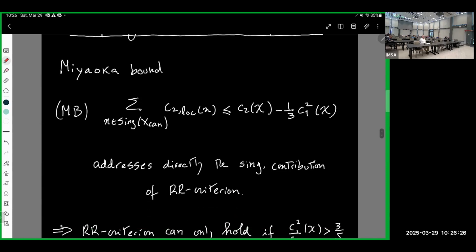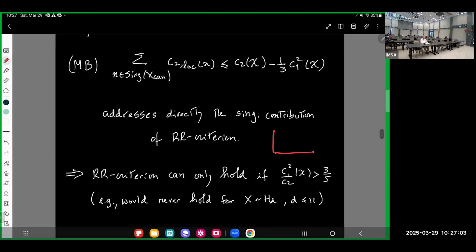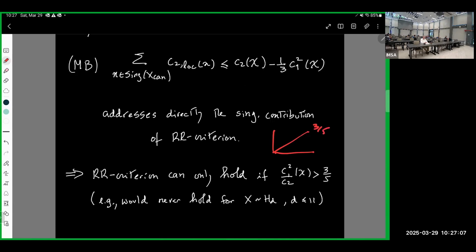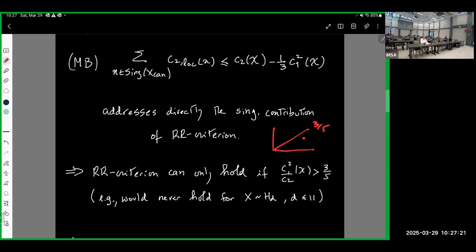So, for example, this Miyaoka bound matches perfectly with the singularity contribution of the criterion. Remember the criterion had this and this, 3 factorial and 2. This is also the localized conditional singularities H1. I have a bound here, and of course the second Chern number comes from these numbers. So it's very easy to put them together. Remember, there is the geography picture. If I have a pair of Chern numbers lying below the slope 3 fifths line, the criterion will never apply. So if I have a surface with Chern numbers with slope below 3 fifths, the criterion will never show that the surface is big. If it's above, maybe, but of course, remember, you never know.